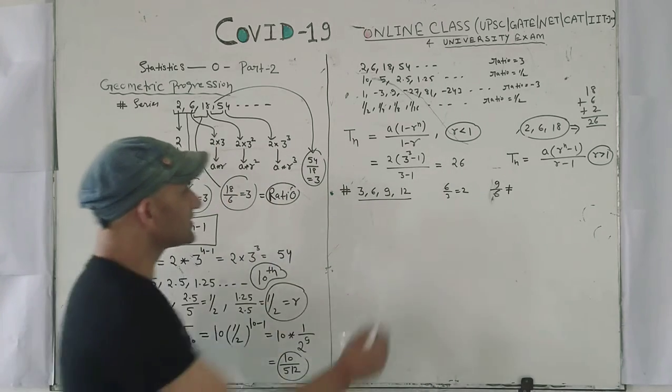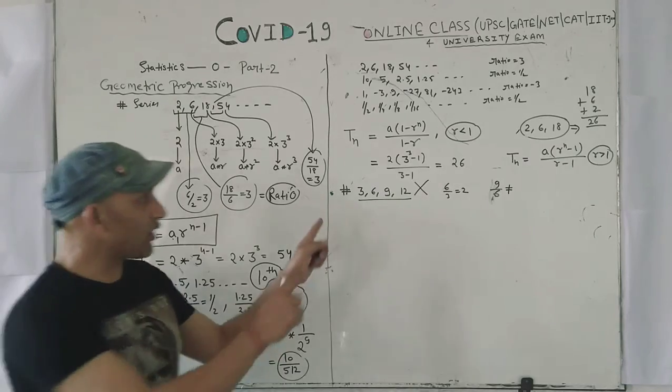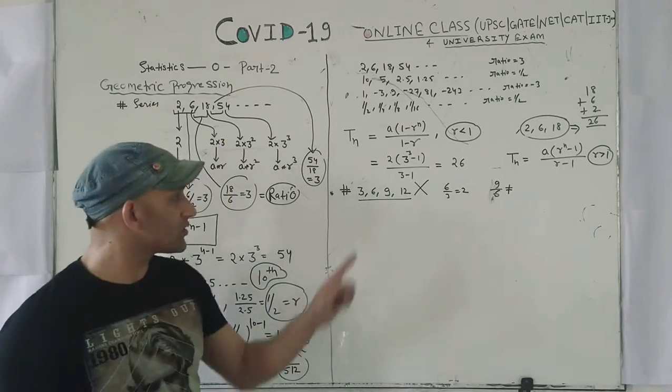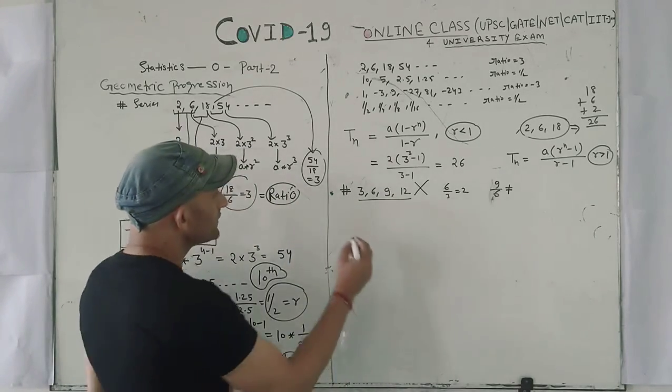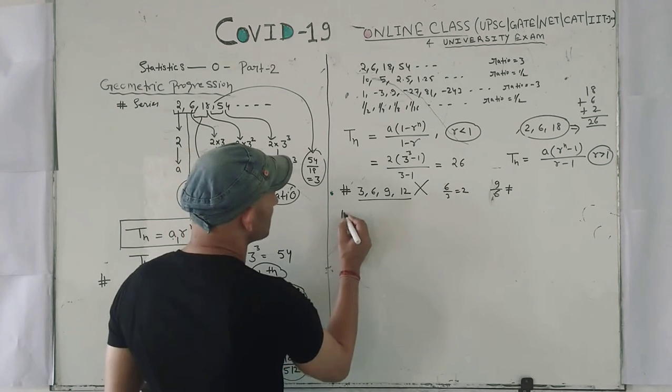Okay. In this condition, this is not GP. You must check this. In your exam, they will also ask you whether this is GP or not. So this is not GP. At first you have to check whether it is GP or not. Now we are taking another example.